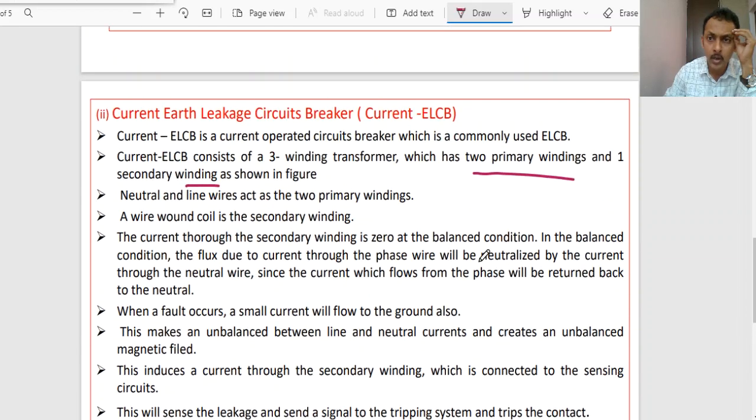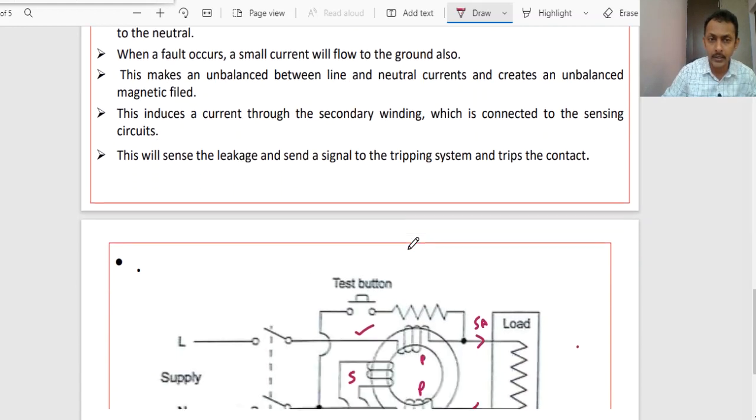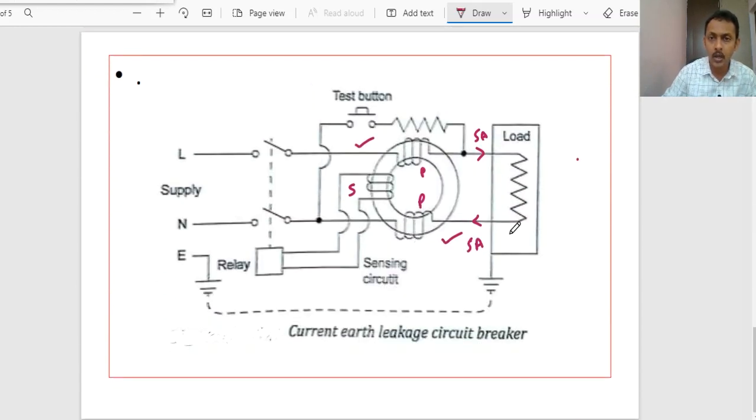Like this, depending upon the windings of the transformer, where we have the 3-winding transformer, 2 acting as the primary winding and 1 acting as the secondary winding, it gets operated. So this is the diagram.